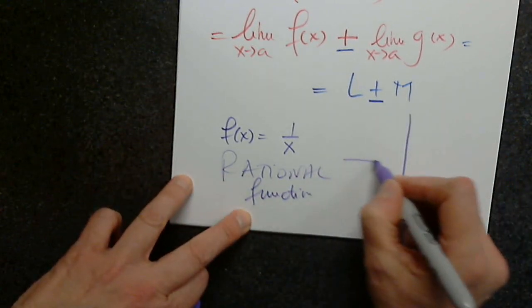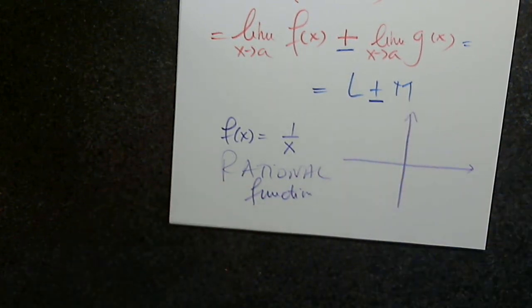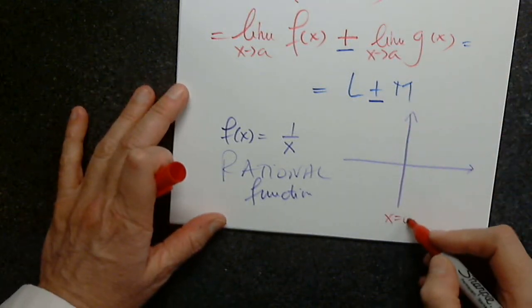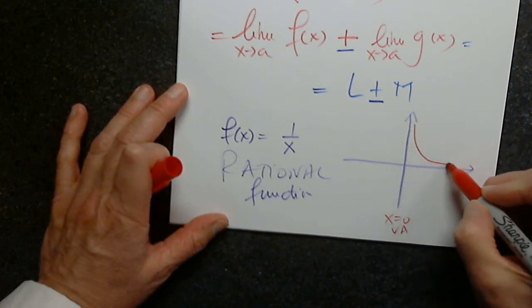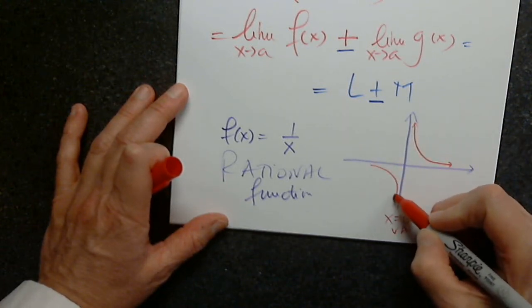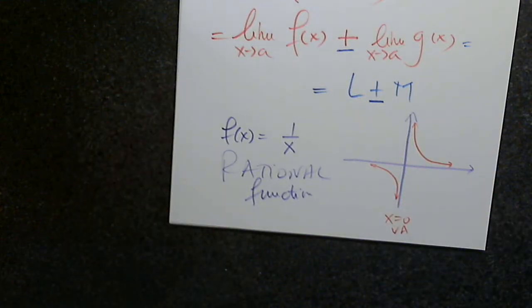Anyone remembers the graph of the rational function? Where will this function be undefined, by the way? At 0, of course. So that's why it has a vertical asymptote at 0. And it's positive on this side, and negative on the other. And this is the graph of 1 over x. Can anyone give us the limit from the left of 0? Negative infinity. Can anyone give us the limit from the right of 0? And the limit from either side?